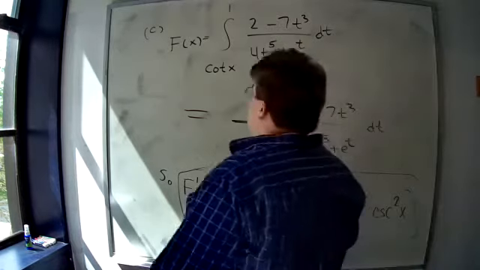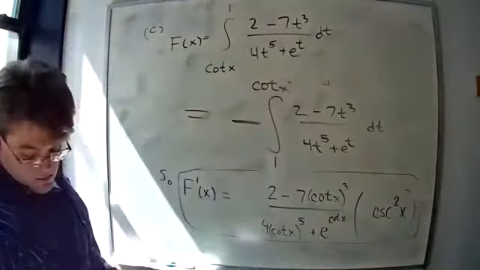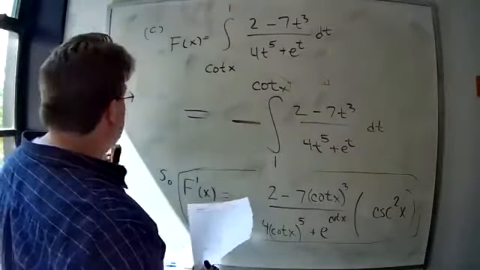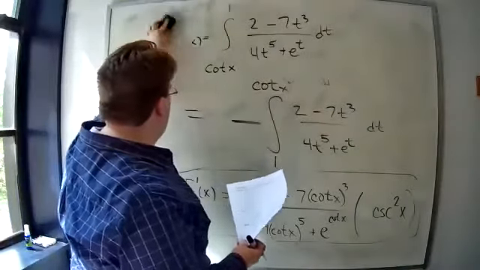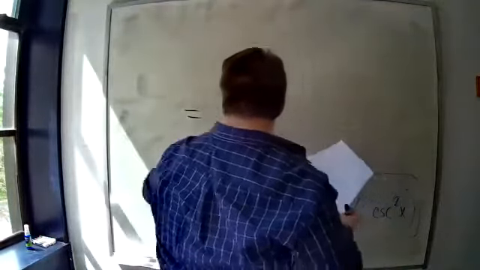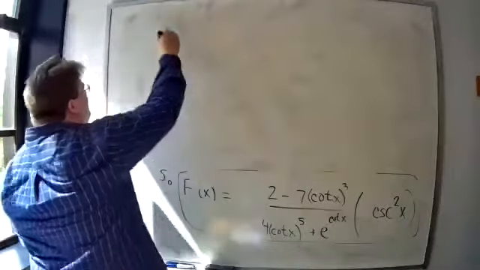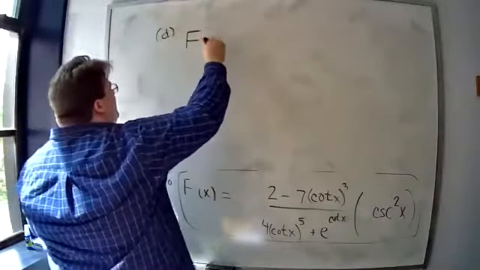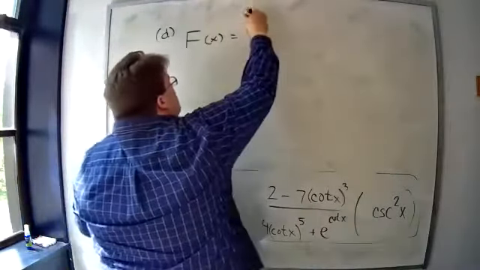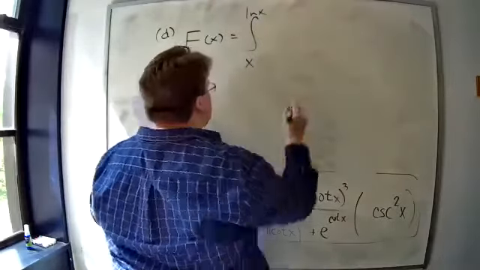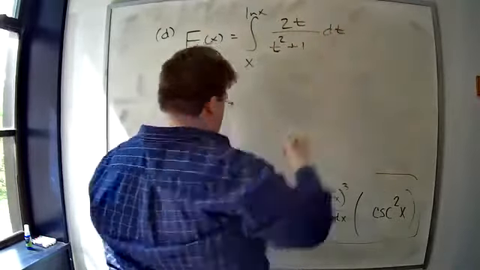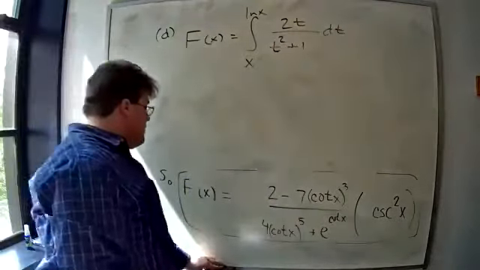Okay, so part D. In part D, we have functions of x as our upper and lower bounds. And how is that treated? Well, we'll see. The integral from x to log x of 2t over t squared plus 1 with respect to t. So how are we going to do this?